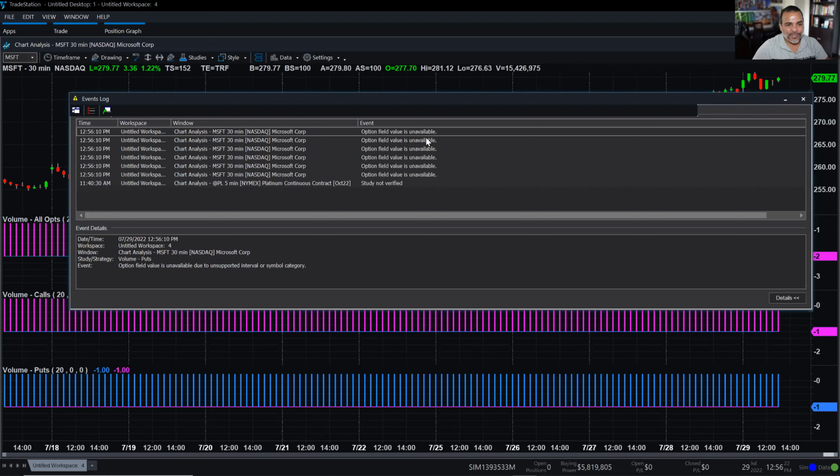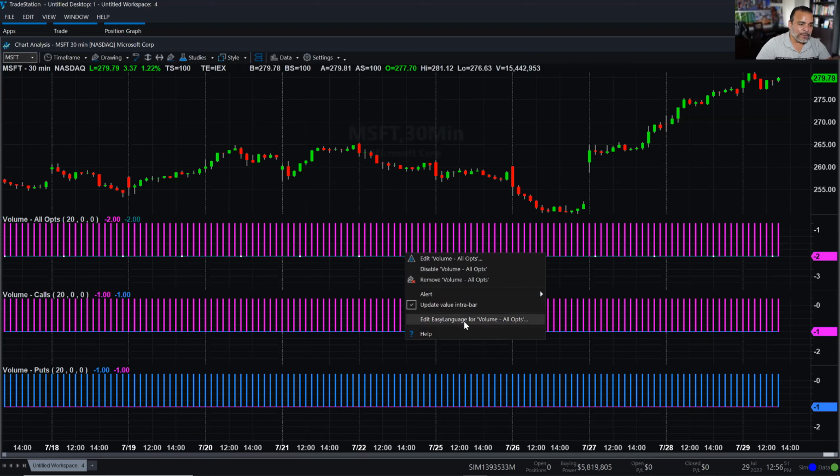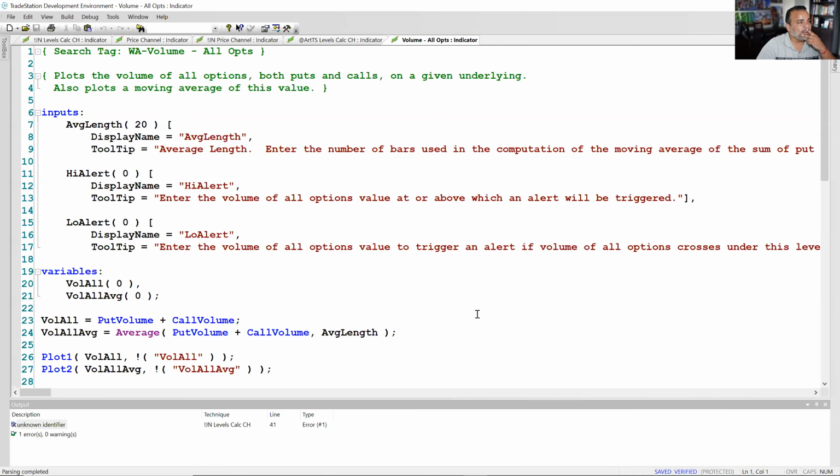For some people that is confusing, but if I look at my studies here on my chart, they're kind of flat. Now, this doesn't seem like it's options data because we would have numbers higher than 1 or 2, not what we see here on the chart. The reason for that is because these indicators are designed to look at daily bars. We don't have, for these indicators, the volume activity on an intraday basis. We didn't say that in the error, but I think that if you open up the EasyLanguage for any of these, it'll say it at the top in green letters. No, it doesn't say. This plots the volume for all options, both puts and calls, on a given underlying. Also plots a moving average of this value.